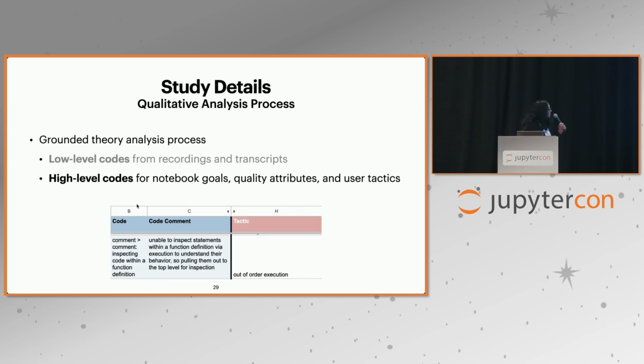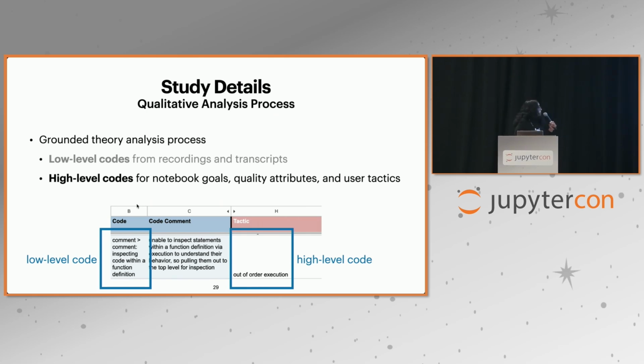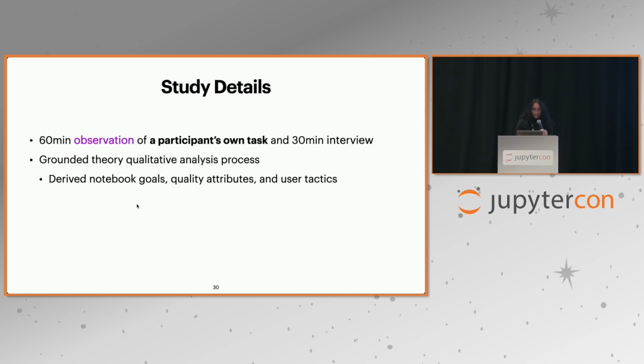So you can kind of see an example here where we started with a low-level code about commenting while inspecting code inside of a function definition, and then we ended up with a high-level code of a tactic relating to out-of-order execution.